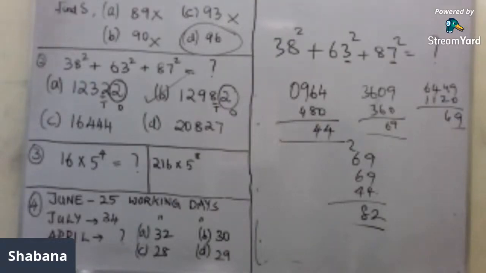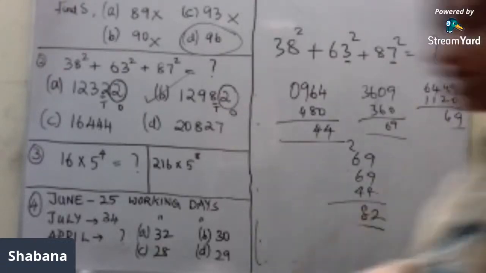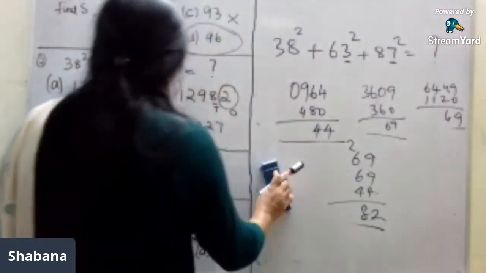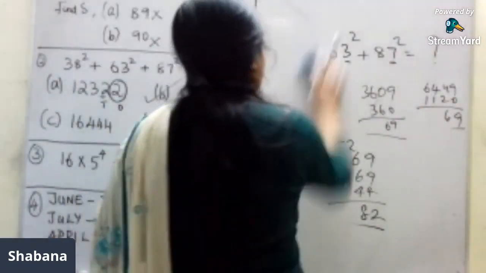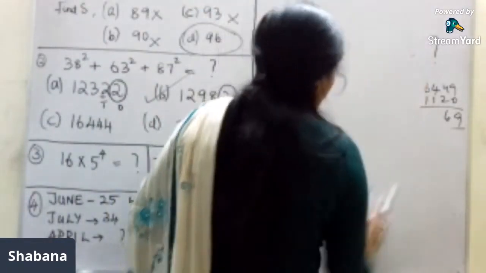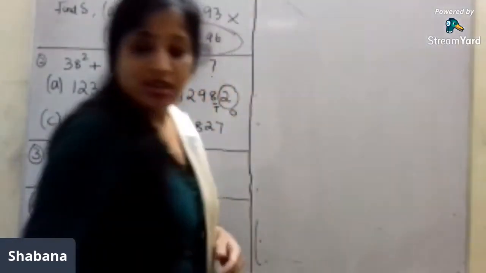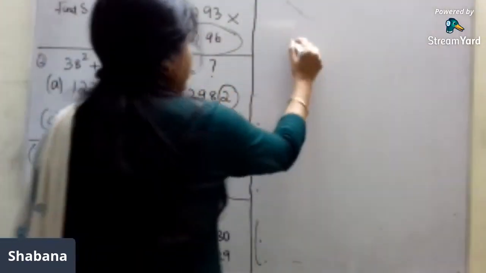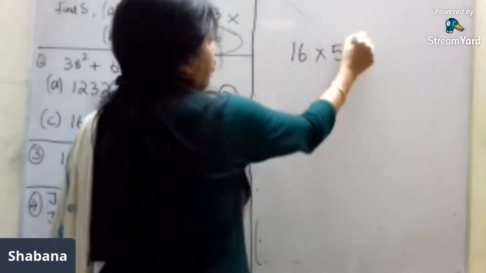So let's move on to the third problem. So the third problem is this. 16 into 5 power 4, equal to, let me erase all this, equal to what? Okay, 16 into 5 power 4.